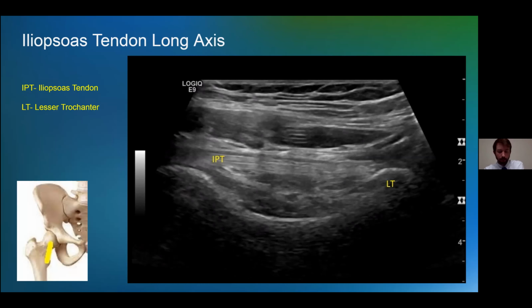This is going to be accomplished by rotating our probe 90 degrees from our previous orientation into a longitudinal plane directly over the tendon as it traverses the joint space. And then we're really going to just follow it down to the lesser trochanter to give us the view that we see here.